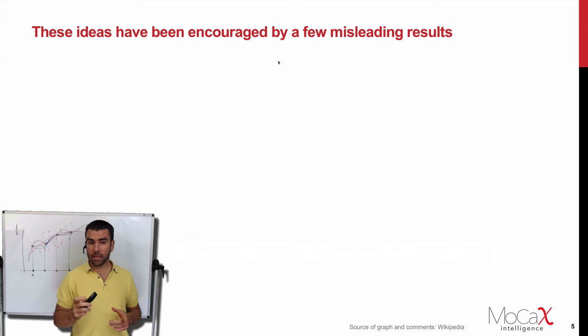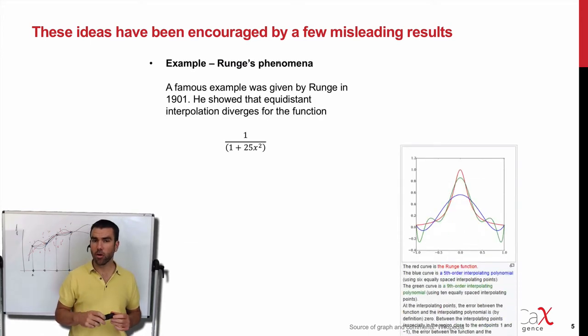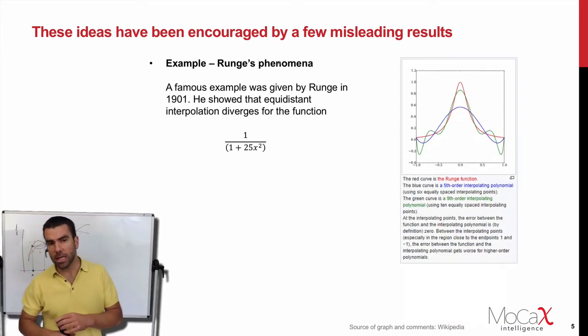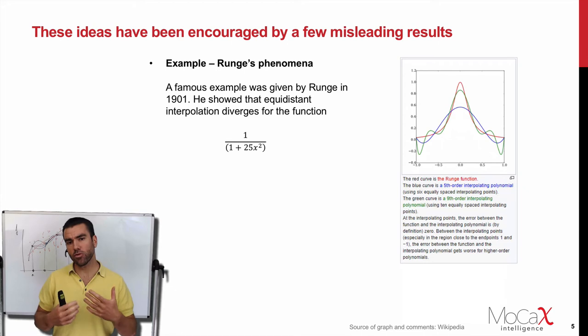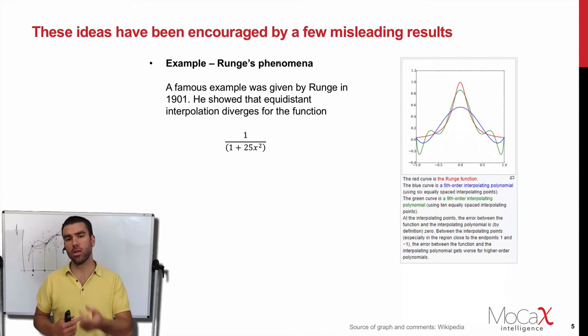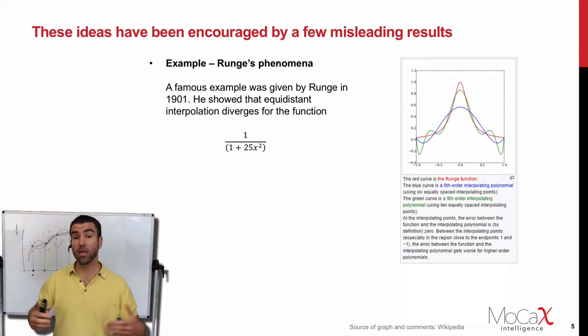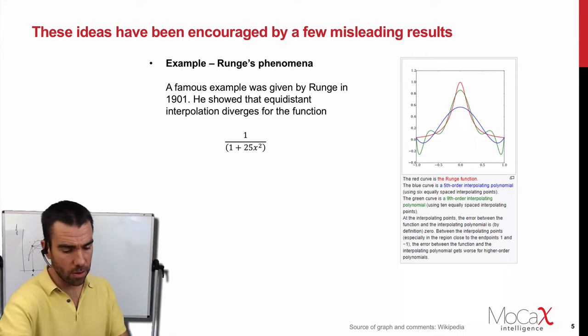Now these ideas, in fact, have been encouraged by the following results. Let's think of the Runge function, which you can see on the screen. This Runge function is super smooth, it is analytical. I mean, it cannot be smoother. And in spite of that, if you try to approximate this Runge function with equidistant points, with a polynomial, it diverges. Let's have a look at this.